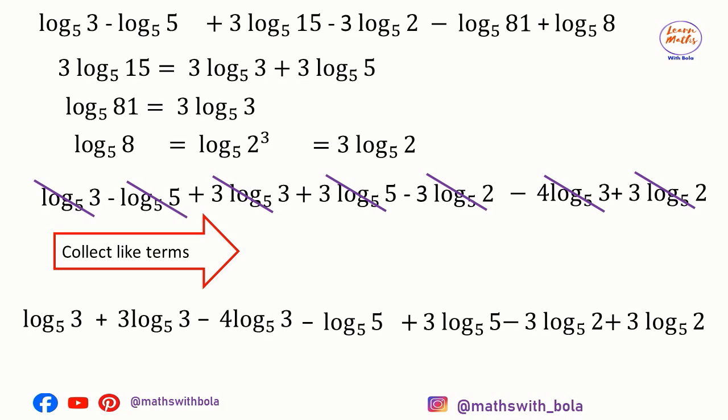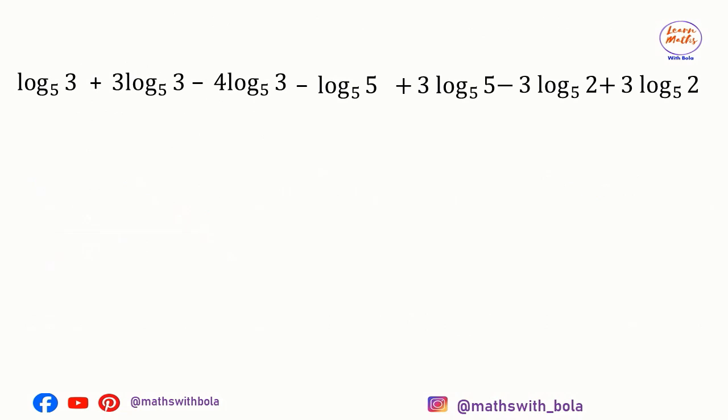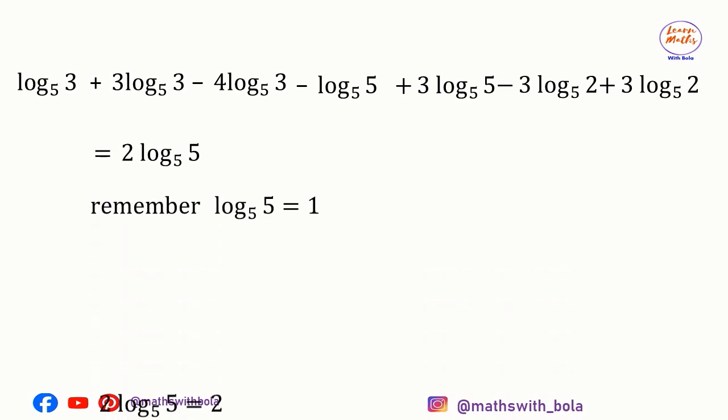So now it is easier to solve when we've collected like terms. So we have log 3 plus 3 log 3 minus 4 log 3 is 0. So we have 4 log 3 minus 4 log 3, and that will cancel each other out. We'll be left with minus log 5 plus 3 log 5, and that will give us 2 log 5. Then minus 3 log 2 plus 3 log 2 will also cancel each other out because that is 0 too. So we are left with 2 log 5, and log 5 base 5 is the same thing as 1. So our answer will be 2.